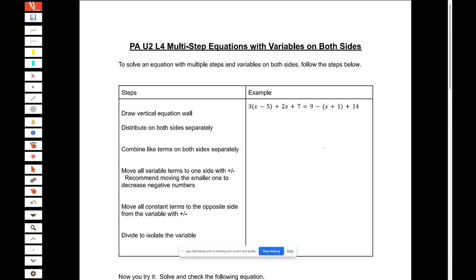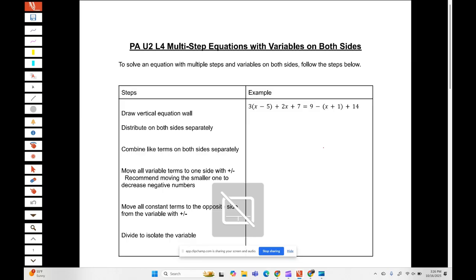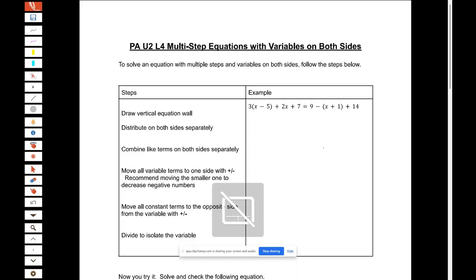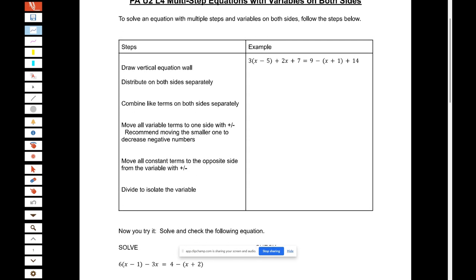All right, welcome to this video on solving multi-step equations with variables on both sides. So we're building on the last video where we learned to solve equations that did have variables on both sides. Now we're going to deal with some equations that contain some like terms, some distribution, so that this is the end all and be all of what we want to be able to do with equations here. So I'm going to draw my vertical equation wall so that I can make sure that I keep things organized. We always do that first, okay?